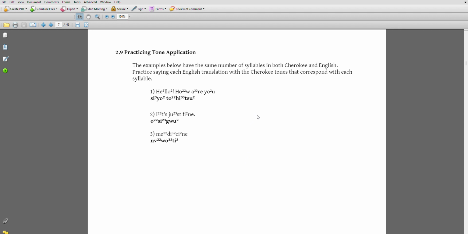Practicing tone application. The examples below have the same number of syllables in both Cherokee and English. Practice saying each English translation with the Cherokee tones that correspond with each syllable. So, number 1. Hello, how are you? We're going to apply the same Cherokee tone to the way we say this in Cherokee, but we're going to apply that tone sequence to the English word. So, Sion, hello, Tohitu. Is it peaceful? But we use it to mean are you well?